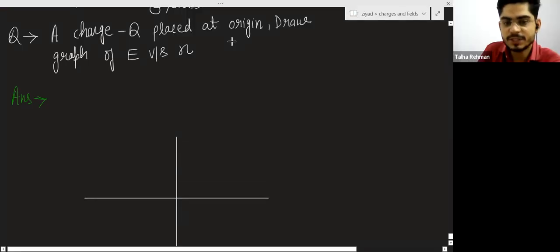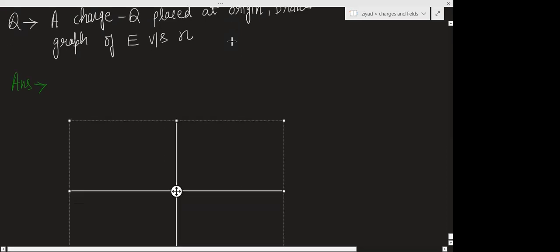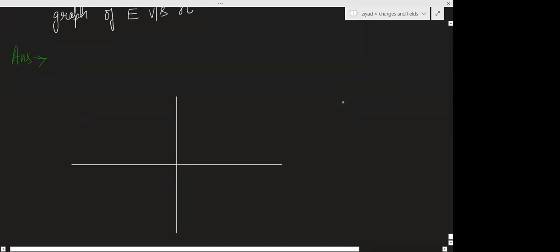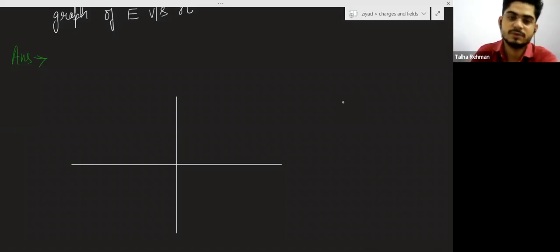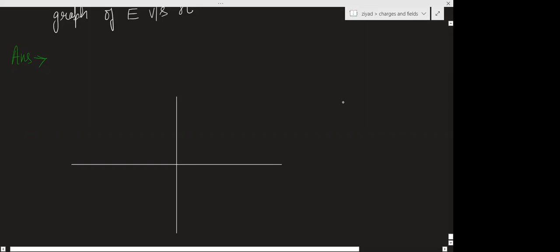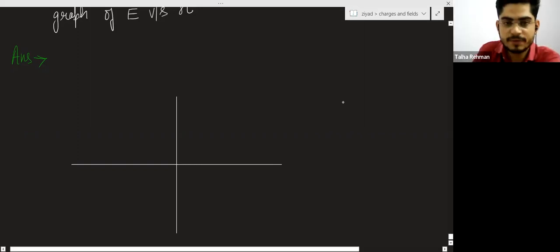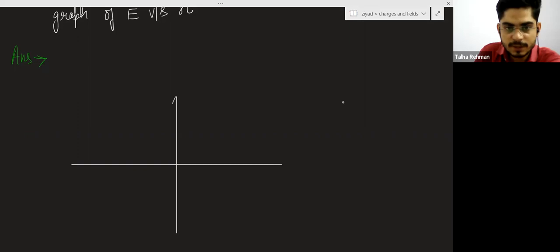Because the examiner will change the values and all the things, but you have to understand how to draw. I am just trying one more time. So let's see. We already know this is positive electric field.